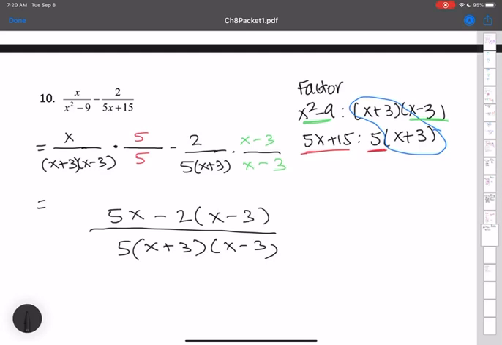Okay, so we didn't make it this far. Go ahead and hit pause and try to finish it off here. So remember, you just want to distribute.